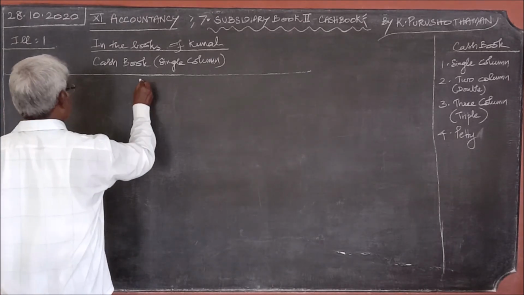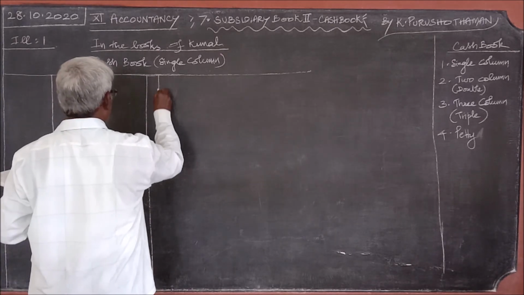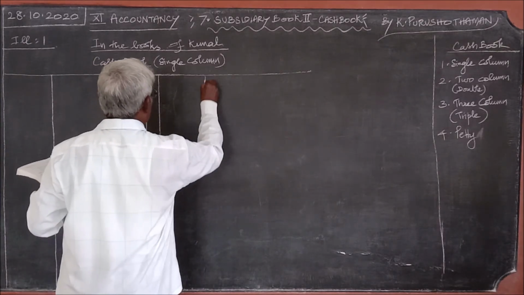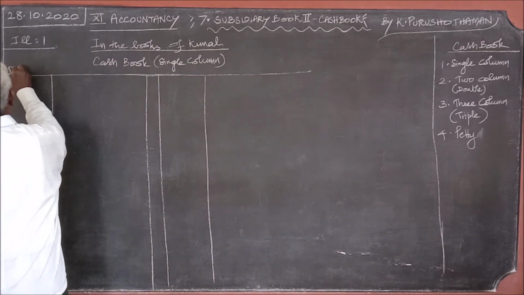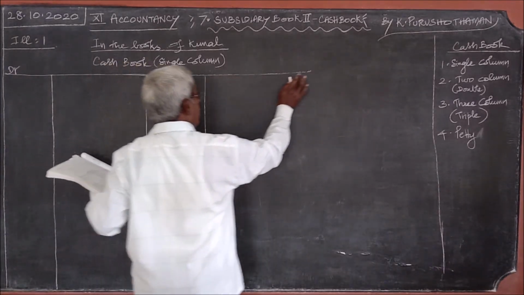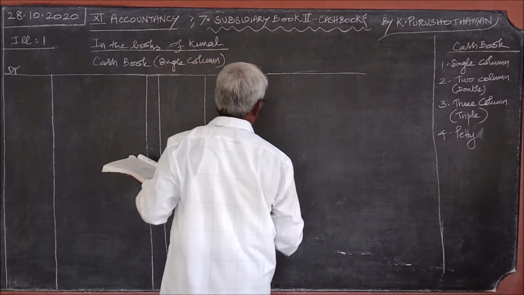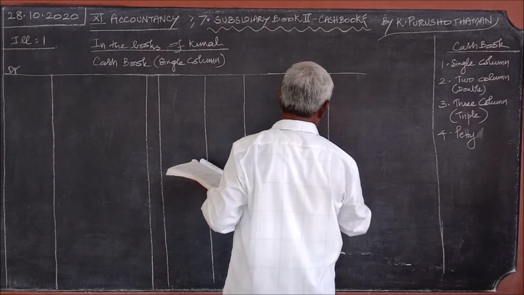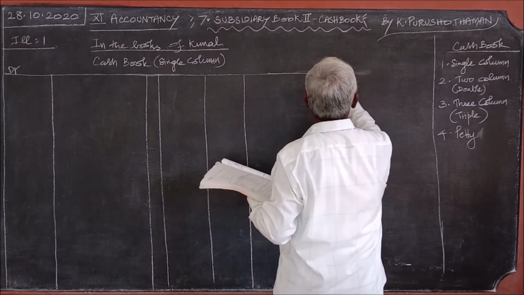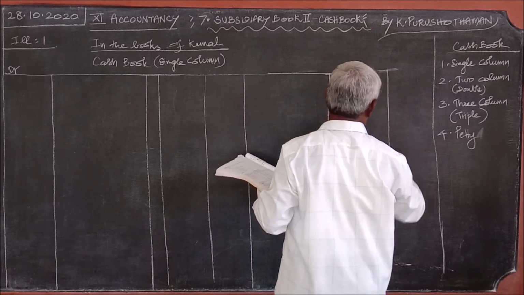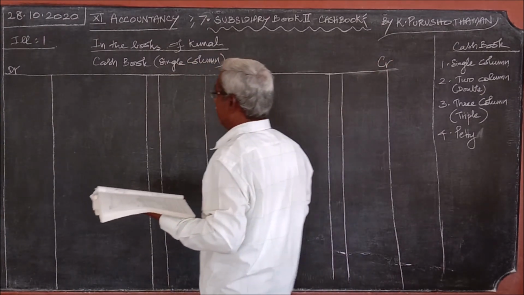Debit, receipts, then ledger folio, amount. The same four columns up to this, this is called the debit side. Like how we wrote for ledger, the same for the credit side also: date, particulars, ledger folio, amount rupees. This side is the credit side.